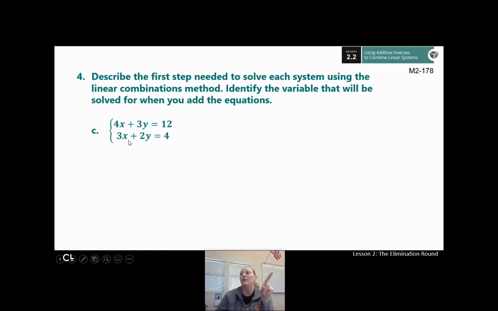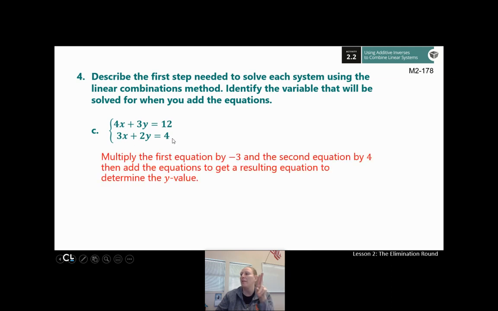So I thought, all right, I'm going to get rid of the x's. So I'm going to multiply my top equation by a -3, and I'm going to multiply my second equation by a +4. And that way my x's will cancel out, and I'll be able to determine the y value. It's not the only way, but it's a way. It's fine.